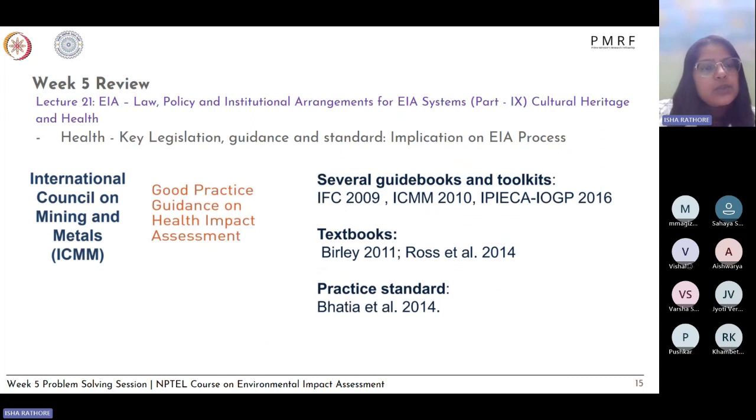Then we also looked up at the ICMM, the International Council on Mining and Metals, their good practice guidance on health impact assessments, and several other guidelines, guidebooks, toolkits, textbooks, and practice standards in this module.